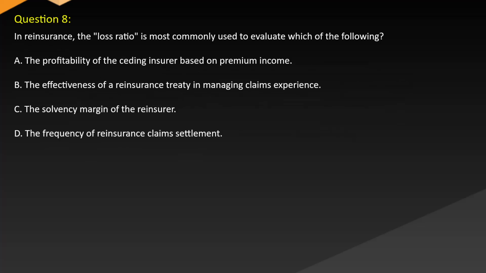Question 8. In reinsurance, the loss ratio is most commonly used to evaluate which of the following: A. The profitability of the ceding insurer based on premium income. B. The effectiveness of a reinsurance treaty in managing claims experience. C. The solvency margin of the reinsurer. D. The frequency of reinsurance claims settlement.